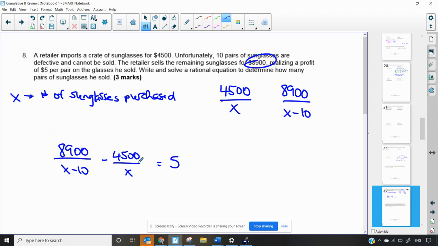Now, if you remember, 4,500 over x is not the cost of all of the sunglasses, it's just the cost per sunglass, or per pair of sunglasses. And then so 5 would represent the profit per pair of sunglasses. And if we wanted to go about solving this, of course, I'd have to do my NPVs, but I'd also multiply my denominator by x and x minus 10.